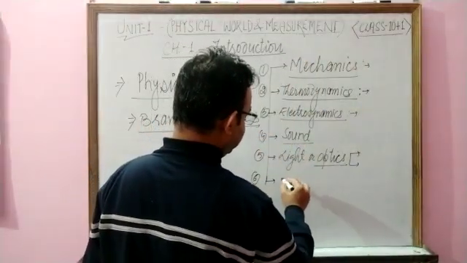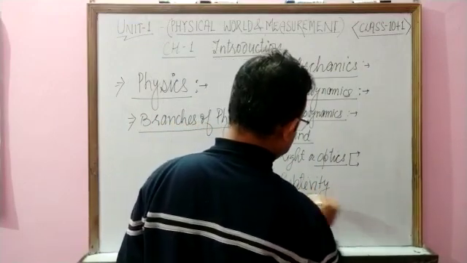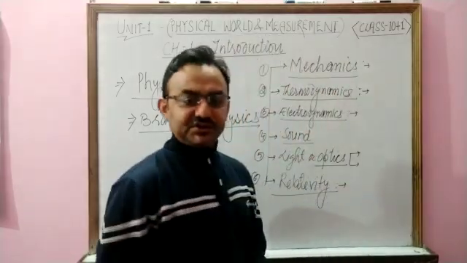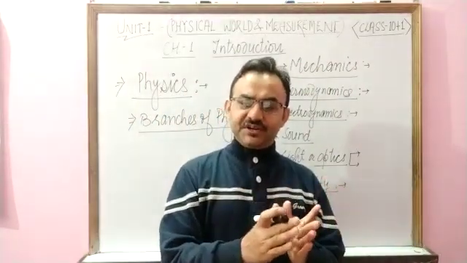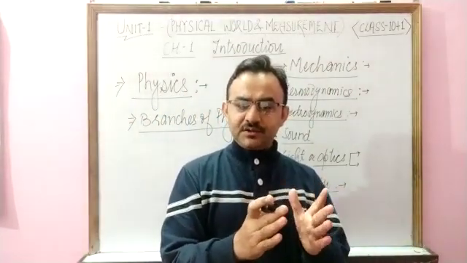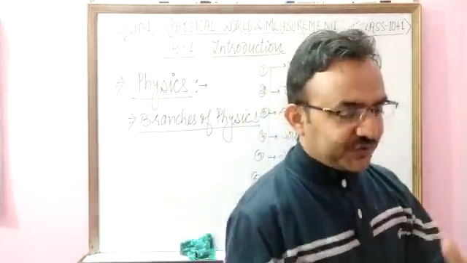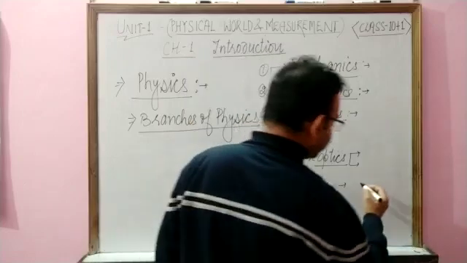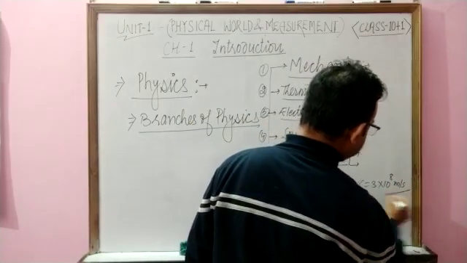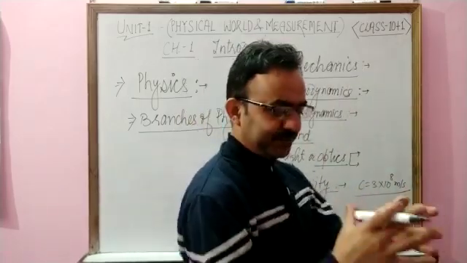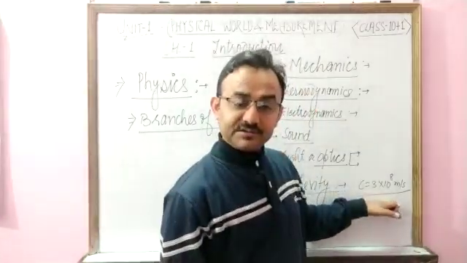Then another branch is relativity. Here we will make the study of motion of a moving object with a speed comparable with the speed of light, 3 into 10 to the power 8 meter per second. We have to compare the speed of the moving object with respect to the speed of light.